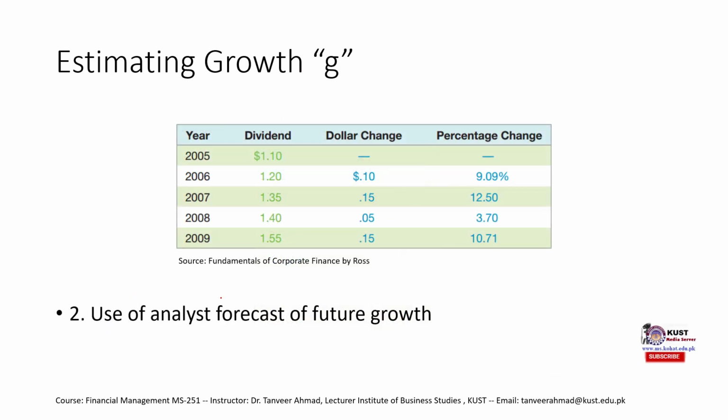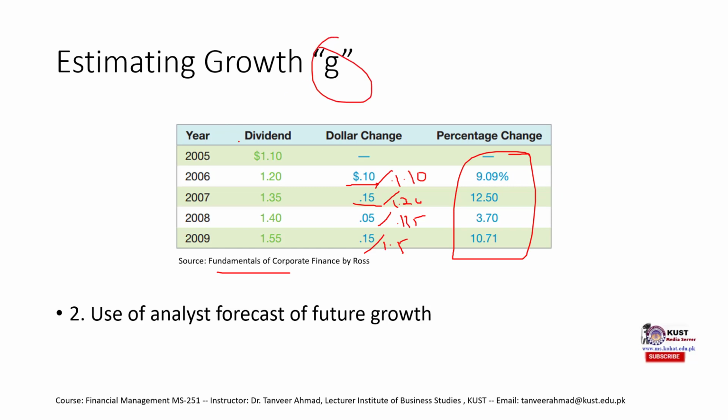By the way, the previous example is solved here. The dollar change would be 1.2 minus 1.1, which is 0.10. This example is in your corporate finance book also. 1.35 minus 1.20 would be 0.15. If we divide this one by 1.10, this one by 1.20, the previous values, this one by 1.35, and this one by 1.55, then we get these percentages. If we average them out, then we would have a growth rate. So one method is this one: we take the historical averages of the growth rate.